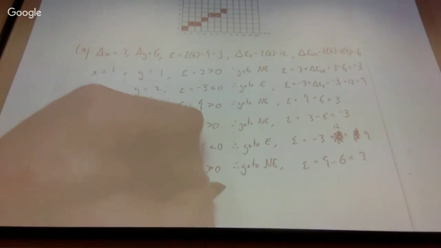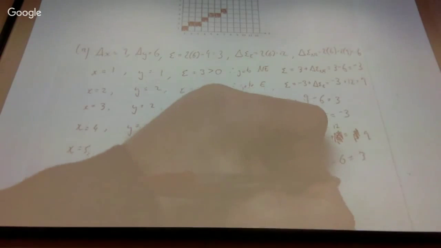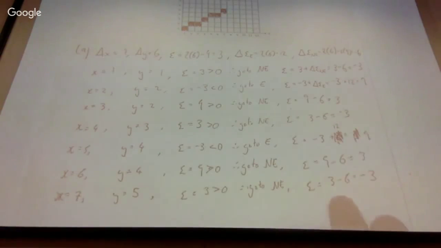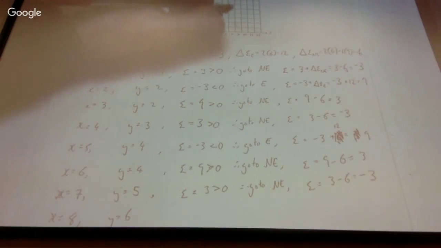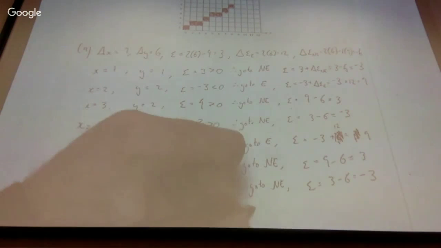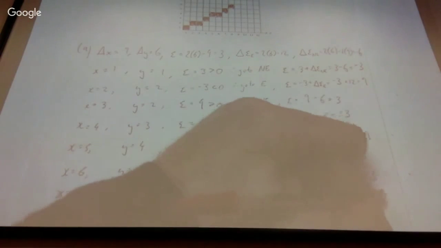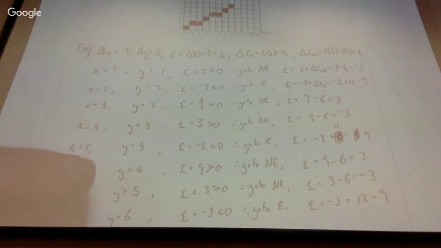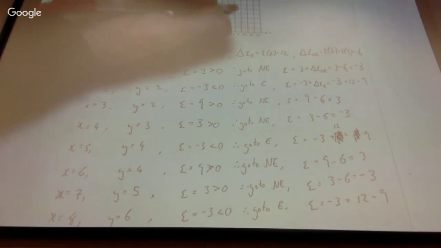The error is 3, which is positive, so again go to the northeast. And we change the error by adding -6 to it to give me -3. Okay. There. And if you carry on, you end up at 10, 7.